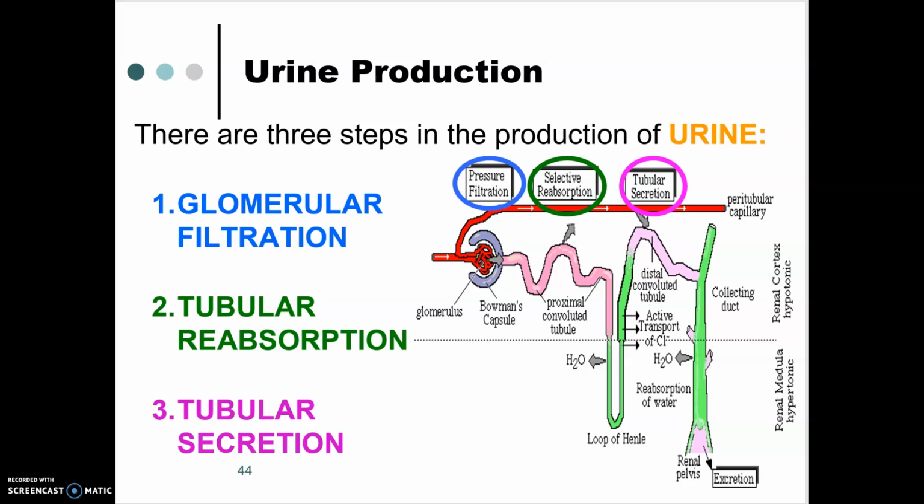And there are three steps in the production of urine, and each one of these steps takes place along different parts of the nephron, but there's no real cut and dry division. First we have glomerular filtration, then we have tubular reabsorption and tubular secretion. So we'll go through the definition of each one of these before we start talking about the physiology of the nephron.